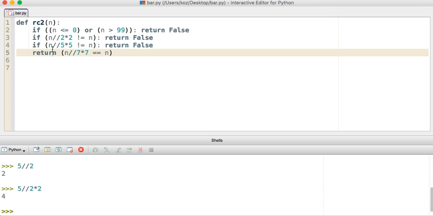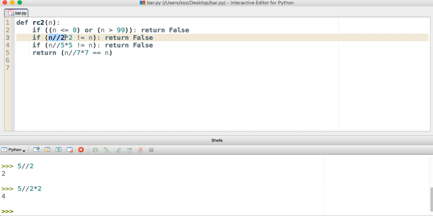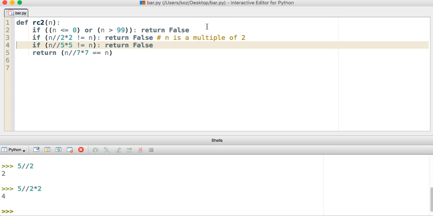So more generally, you can see that if n is not even, then when you divide by 2, there's a fractional part, but it's integer division, and that fractional part goes away. So when you multiply back by 2, you're not going to get your original number because you have a little less when you divide it by 2, which is to say that this expression is not equal to n exactly when n is not a multiple of 2. So if n is not a multiple of 2, we return false. The only way we get past that line is if n is a multiple of 2. So we know after this line that n has to be a multiple of 2.